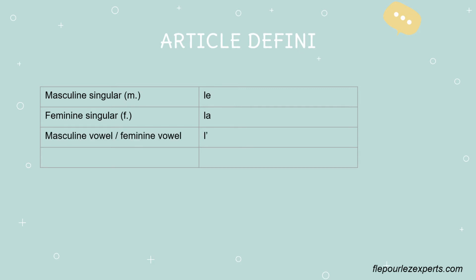Now what happens if a word starts with a vowel in French? A vowel means A, I, O, U, H, and Y. So any noun starting with a vowel, be it masculine or feminine, we will use L apostrophe. And how about the nouns which are in plural form? For them, we are going to use les, L-E-S, les.